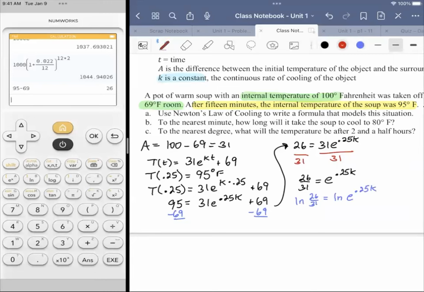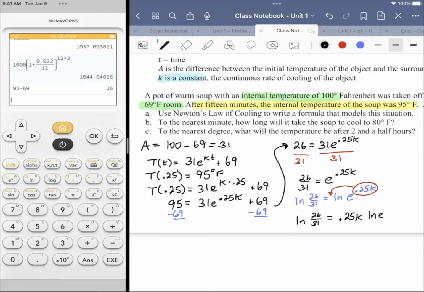The reason why we do that is because we can apply the power rule for logarithms, which is to say, I'm going to take this exponent and hop it over the log, and I'll end up with, at least temporarily, the natural log of 26 over 31 is equal to 0.25 k times ln of e.